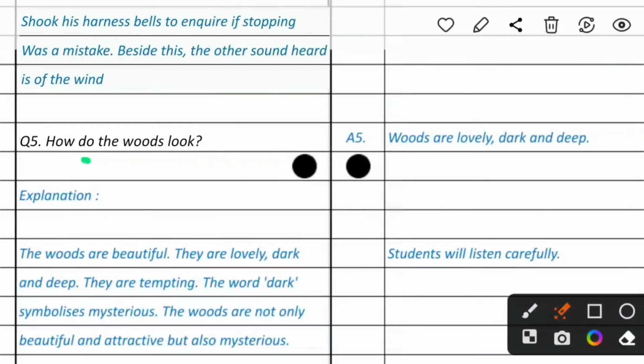And then she'll ask the fifth question, how do the woods look like? And the answer will be, woods are lovely, dark and deep. And then again she'll give the explanation that the woods are beautiful, they are lovely, dark and deep, they are tempting. The word dark symbolizes mysterious. The woods are not only beautiful and attractive but also mysterious. And the students will listen carefully.